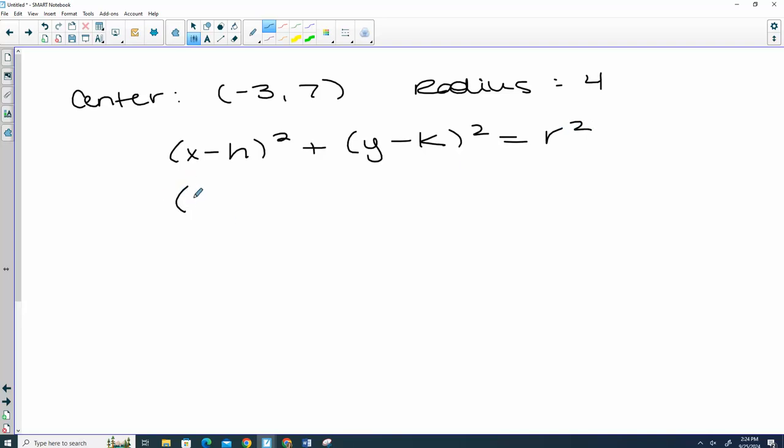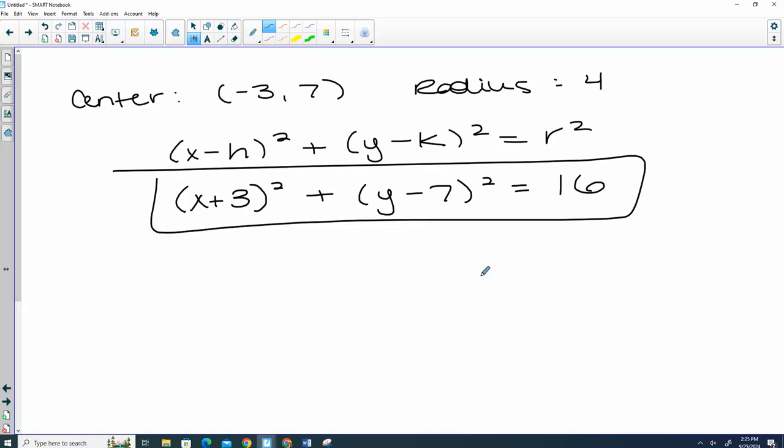Okay. You guys sound like robots. x minus h, that would give me x plus 3 squared, plus y minus k, so y minus 7 squared equals 16. There's my equation. Okay, we also did those in reverse, where I would give you something and ask you if it was a circle. So let me pull one of those problems real quick, and this is probably my last one.